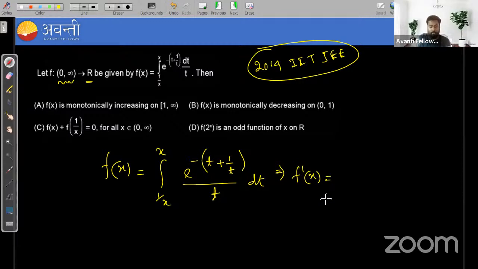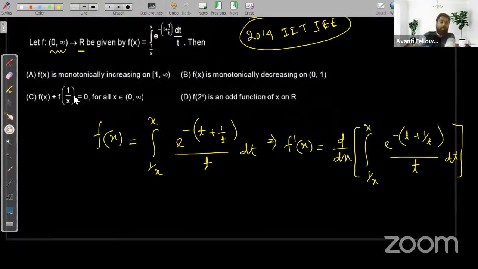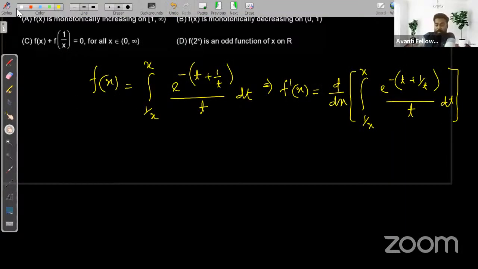If you differentiate the given function, we get d by dx of the integral from 1 by x to x of e to the power minus of t plus 1 by t, divided by t, dt, right? Can we easily differentiate this function? Yes, we can. You can use the Leibniz theorem here, because the upper and lower limits are given in the form of variables.